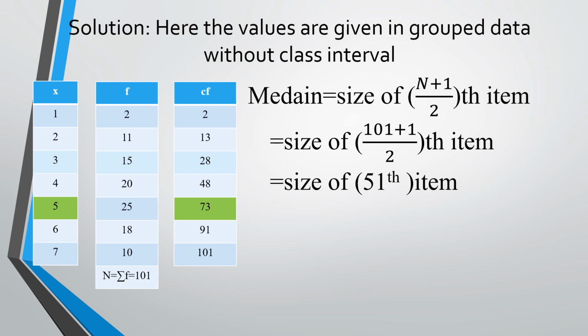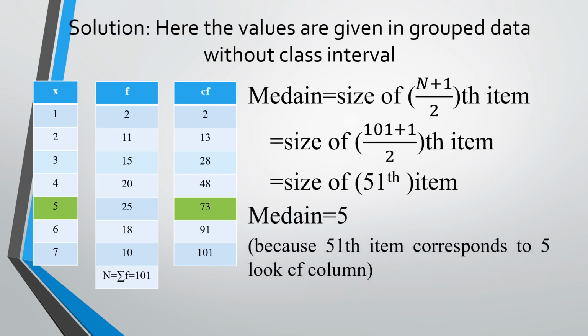So this 51st item we need to check where it appears in the cumulative frequency. In the cumulative frequency after 48, we have the value 73. So this is the place where this 51st item will appear. For that, the corresponding value of this row in x is the median, therefore median is equal to 5, which you can see in this particular presentation.